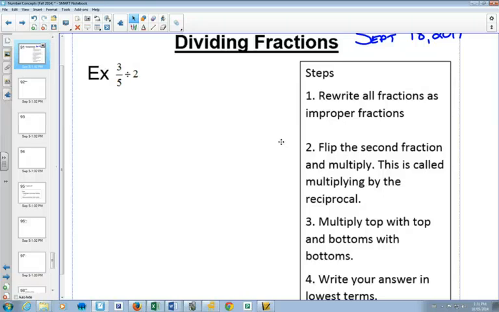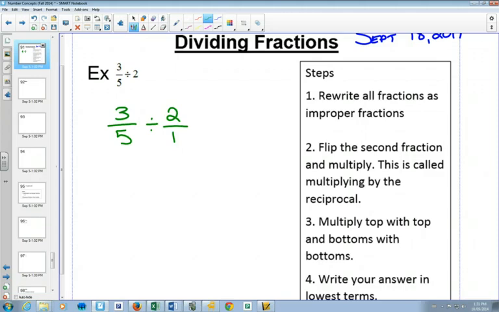So for dividing fractions, first thing we're going to do is rewrite the fractions as improper fractions. The 3/5 is already a fraction. The 2 can be written as 2 over 1. Then we have a fraction divided by another fraction.